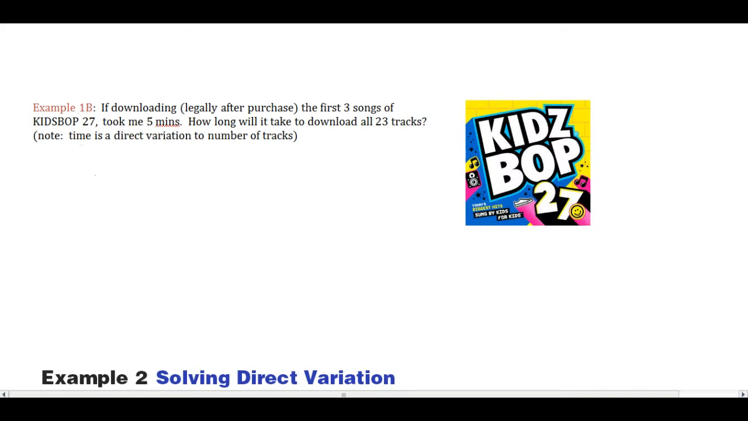Notice that time to download is a direct variation to the number of tracks. So the time it will take is a variation, so equals k. Now it's directly, so that means multiplied by the number of tracks you're going to download.